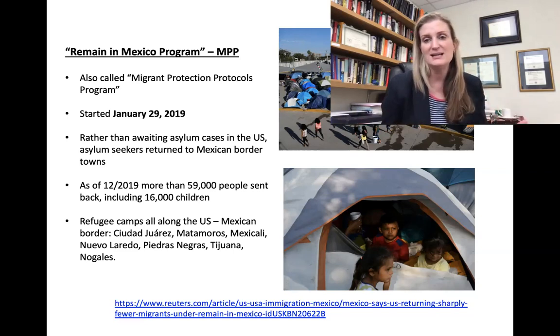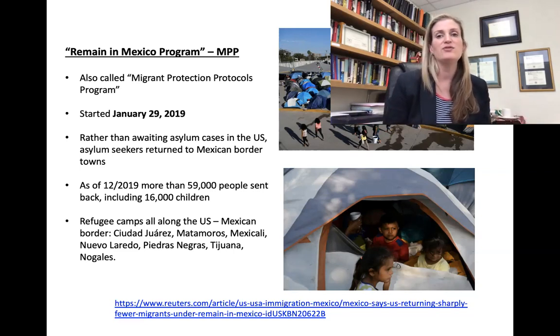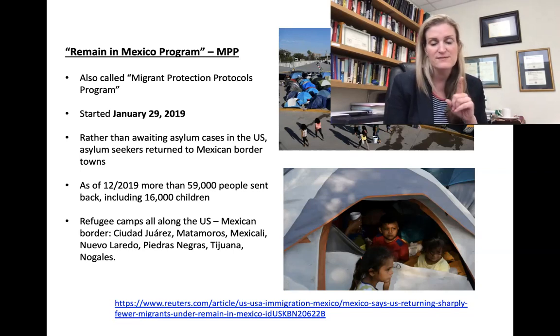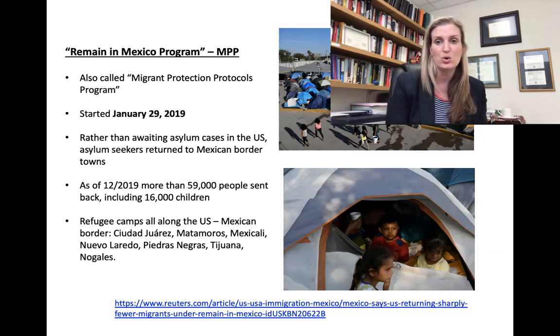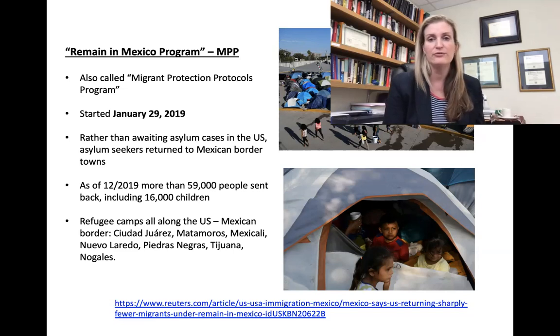these folks, if you're from Central America, if you're not from Mexico, you are not allowed to stay in the United States while you await your day in court. And so they're essentially sent back to Mexico, walk across the border, and forced to stay in Mexico until they can get their day in court. And this is the Remain in Mexico program.